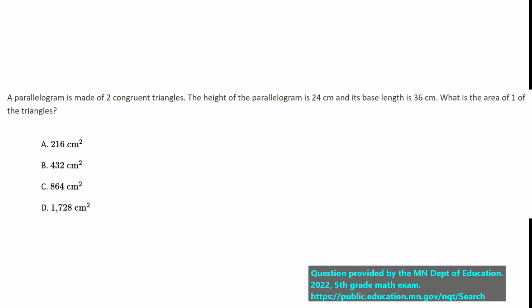A parallelogram is made of two congruent triangles. The height of the parallelogram is 24 centimeters and its base length is 36 centimeters. What is the area of one of the triangles?